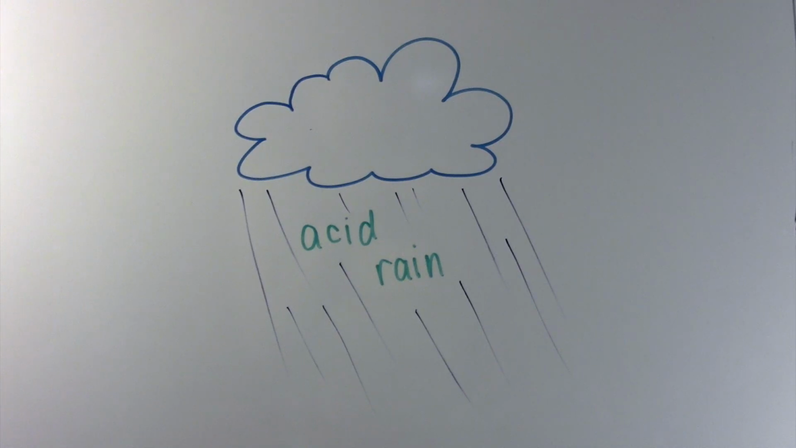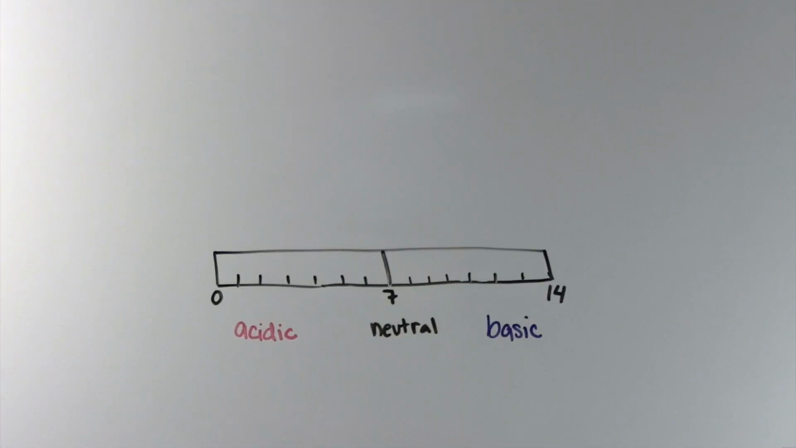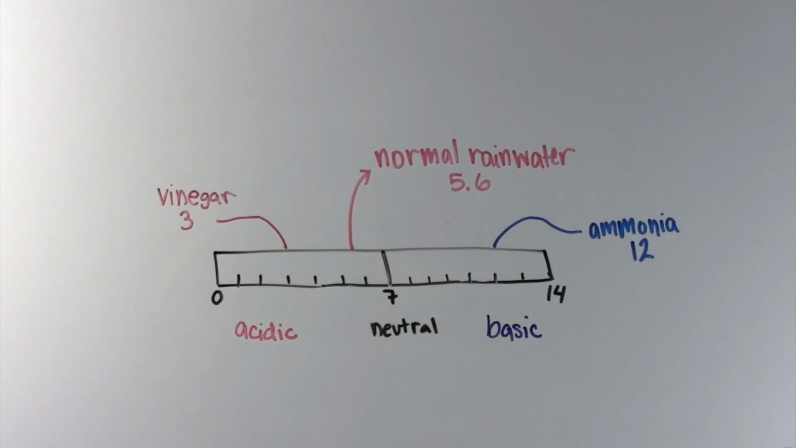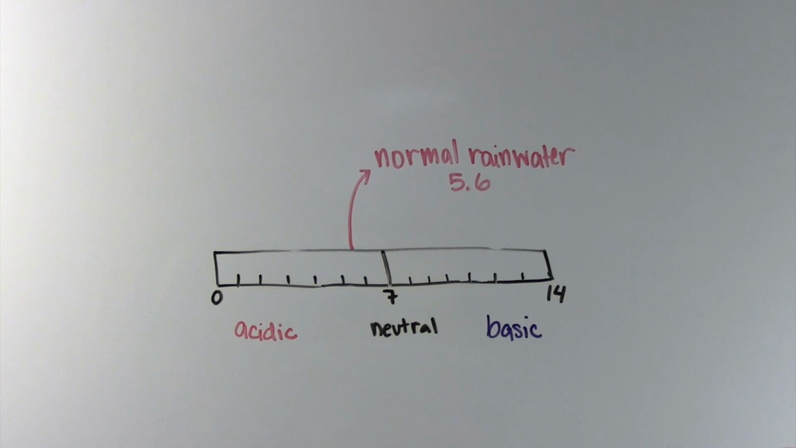Another environmental problem caused by air pollution is acid rain. Acid rain is precipitation in which the pH is below 5.6. Recall that pH describes how acidic or basic a solution is by measuring the concentration of hydrogen ions. Natural rain is slightly acidic at 5.6 because of the reaction between water and carbon dioxide in the atmosphere.